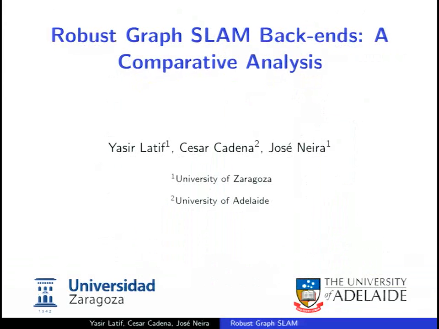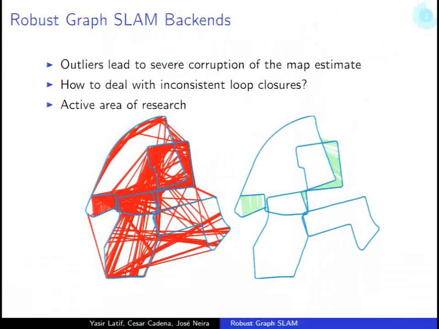So continuing with the theme of robust backend for SLAM. So this is the problem that we are trying to solve that has been addressed in the previous two talks. So you have a front-end place recognition system, but it can make mistakes. In the worst case, it can give you something like this. So this is a robot trajectory shown in blue, and all the red links represent loop closures. The problem that we are trying to solve is to go from this side to this other side, where you have only the correct loop closures.